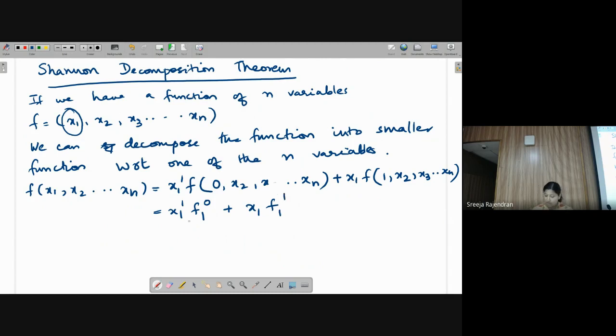So this means that x1, the first variable, is chosen here, and the function is being decomposed using the first variable, giving it a value 0, giving it a value 1. This is the basic equation. Now let's do an example. Those who are writing, are you done with that? Okay.